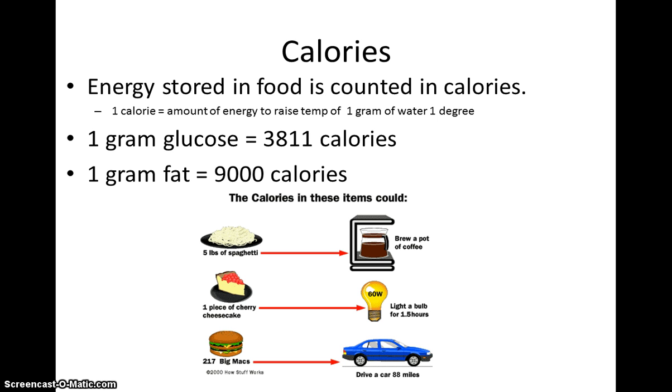So this is sort of a weird way to think about it, but here is a little visual. 5 pounds of spaghetti is enough to actually power brewing a pot of coffee. If you ate a piece of cherry cheesecake, that actually could power a 60-watt light bulb for an hour and a half. And this is even weirder, 217 Big Macs, again, the energy stored in the bonds, could drive a car for 88 miles. So just really kind of strange, but in food there is that much energy stored.